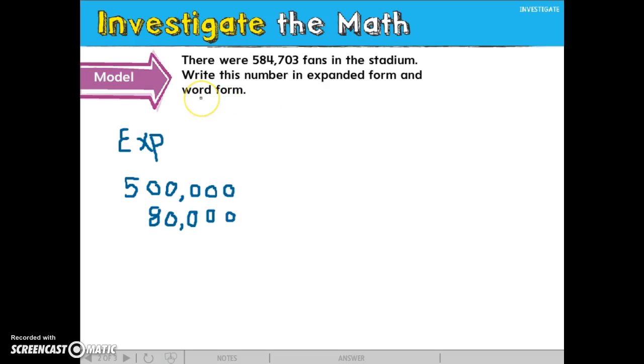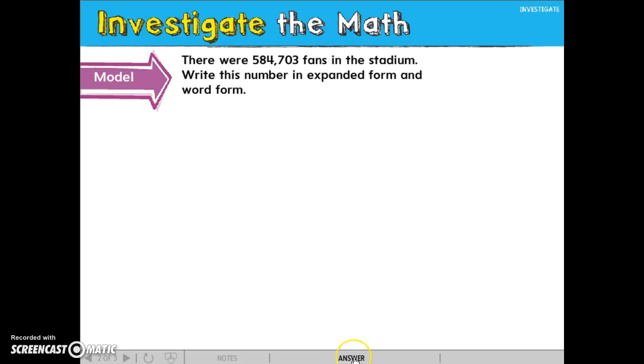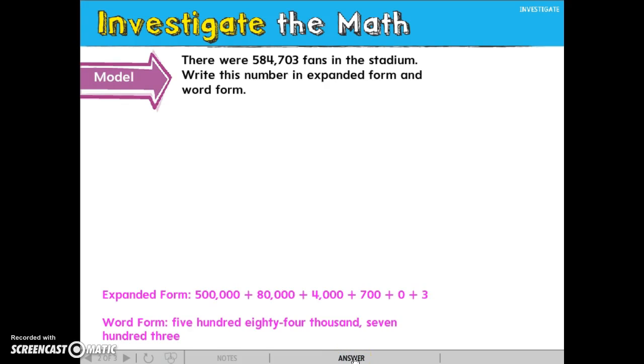And when you're doing word form, literally it is what it is. You are going to write it out in words. So, of course, you're going back to your 5. You would write out 5, and my handwriting, I bet you, is going to be sloppy on the computer, but you're going to write out 584,000, all in words, 703. When you do this, let's go ahead and clear our board, and I will bring up the answer for you to see. This is what it's going to look like.